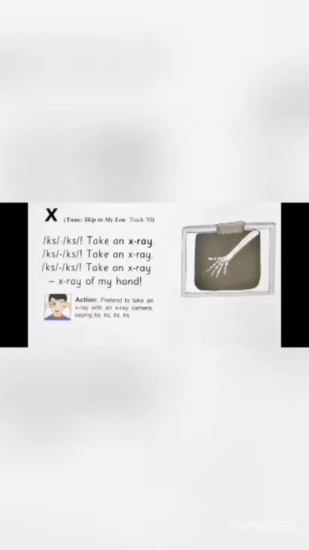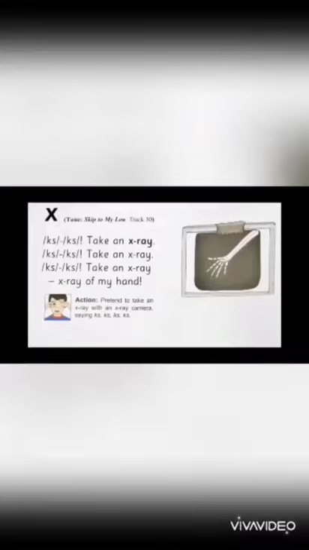Take an x-ray. Take an x-ray. Take an x-ray. X-ray of my hand. Take an x-ray. Take an x-ray. X-ray of my hand.